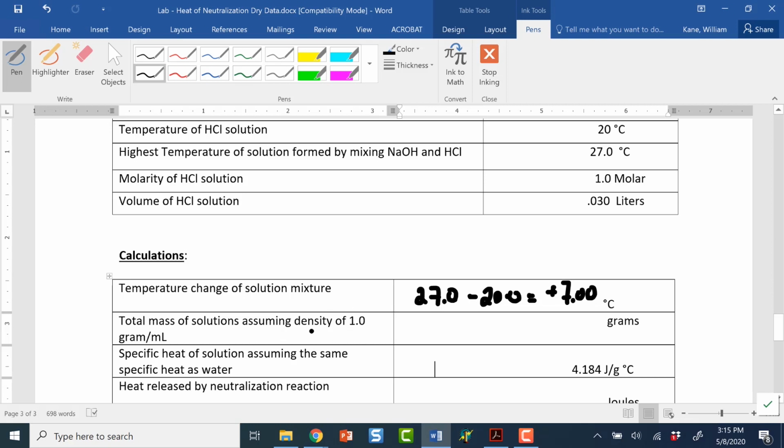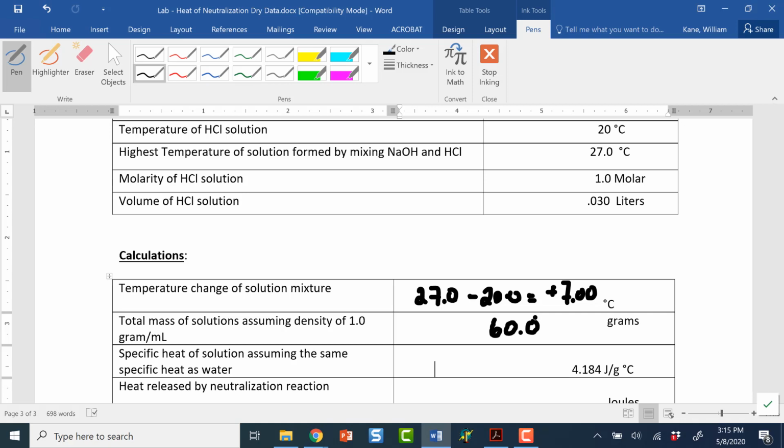The total mass of the solutions, assuming a density of 1 gram per milliliter. Well, in order to know the mass, I need to know how much volume both the solutions were. If I look up in the procedures, it says that I'm obtaining 30 milliliters of a 1 molar solution and 30 milliliters of another 1 molar solution. 30 plus 30 is a total of 60 milliliters. So we're going to assume that we have a solution of 60 grams because it's 1 gram for every milliliter.